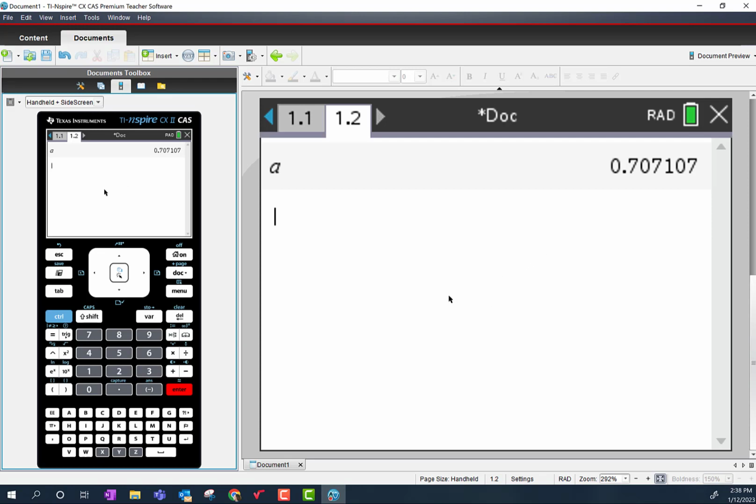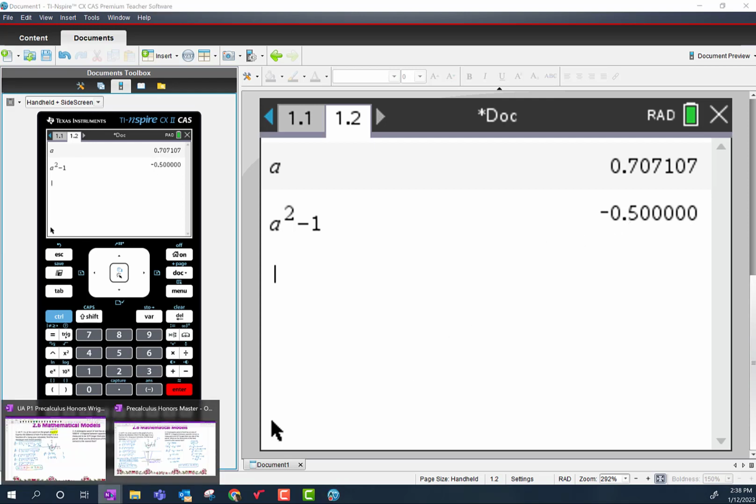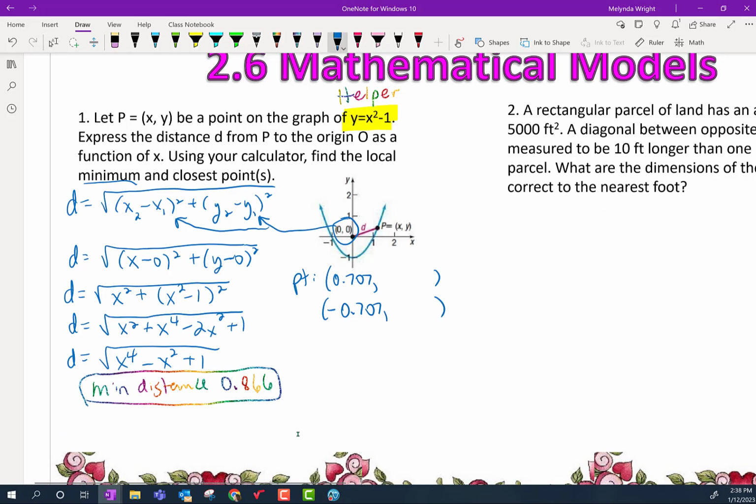What do I need to do with that whole number? I need to put it into y equals x squared minus 1. So let's just do A squared. So that's my x squared minus 1. That actually took this number and stuck it in there. That's what me saving it as A did. And there's my y value, negative 0.5. If I put the negative one of these numbers in and squared it, it's still going to give me the same answer. Okay? So what we have is negative 0.5 and negative 0.5, and those are our closest points.